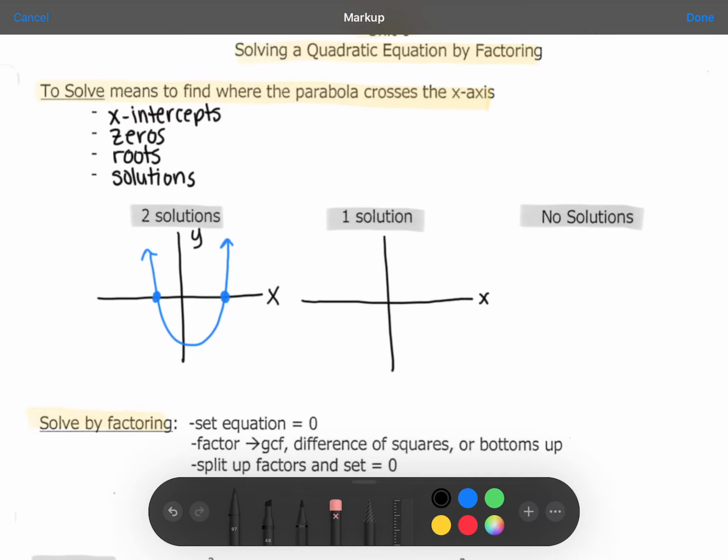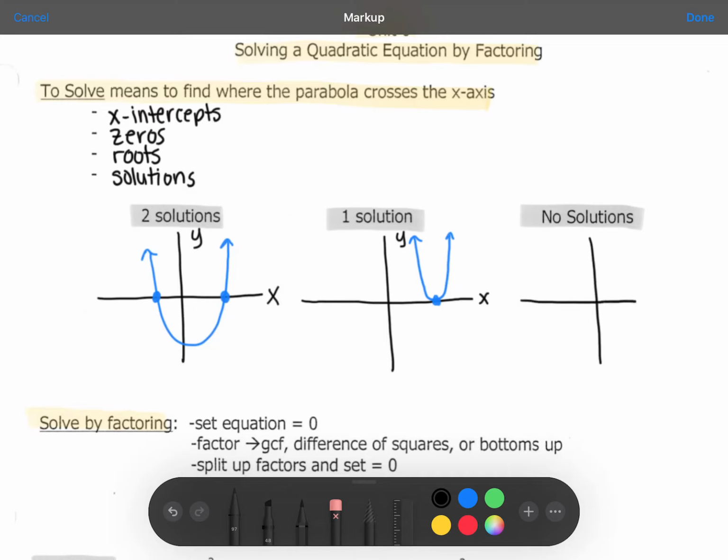You can also have a parabola cross just once. Say my parabola opens up and the vertex is on the x-axis. That means it's crossing only once. And again, the parabola could open downwards, and you can have the same situation there.